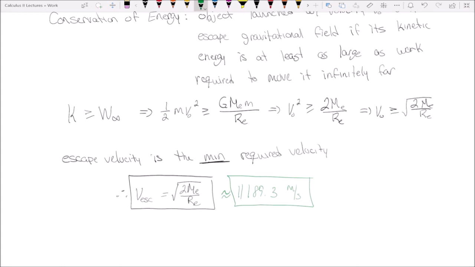Now, keep in mind, you may think this is fast, but we have already achieved it. We've already launched rockets into space. Those rockets escaped Earth, so those rockets were going at least 11,189.3 meters per second. And when you put it into perspective, in terms of the speed of light, this is extremely slow.